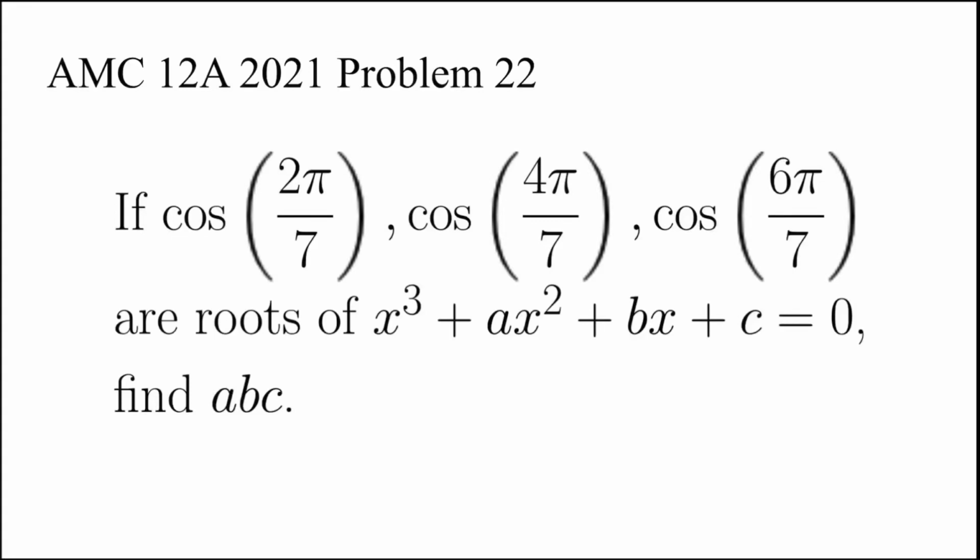In this video, we're going to solve a problem taken from AMC12A 2021. If the roots of the equation x cubed plus ax squared plus bx plus c equals 0 are cosine 2 pi over 7, cosine 4 pi over 7, and cosine 6 pi over 7, then find the value of a, b, c.